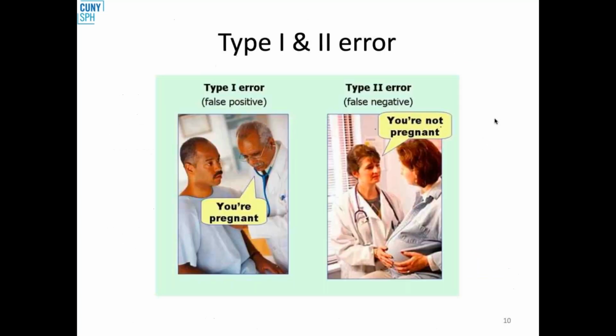Okay, so we have type 1 and type 2 errors, right? A type 1 error is a false positive. In other words, when I say that the mean for group A is different from the mean for group B, and in fact they aren't different, they're the same. In this case, that's a real problem. Like for instance, this guy, he's telling him that this guy's pregnant. That's a problem, right? So that's a big error. Similarly in statistics, a type 1 error is considered a big error, right?